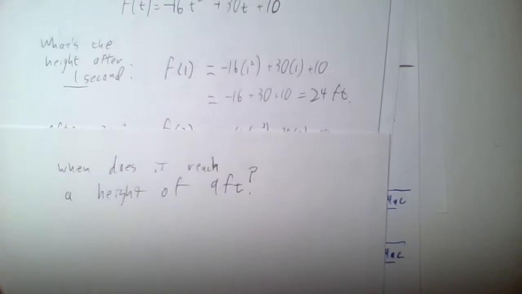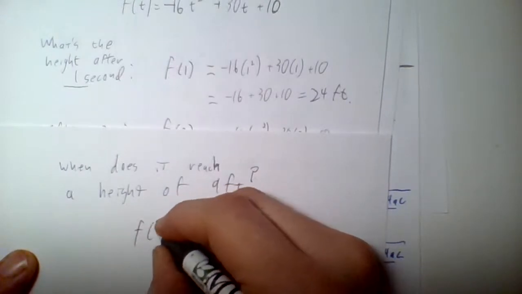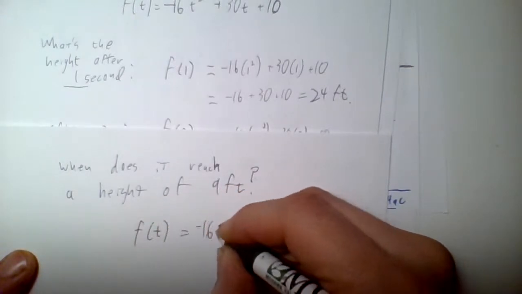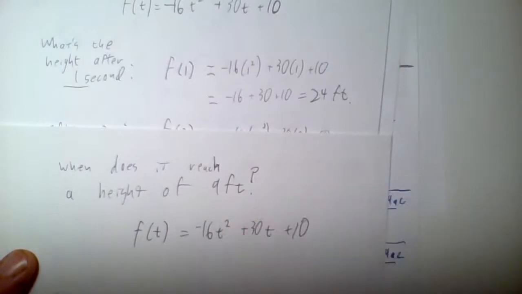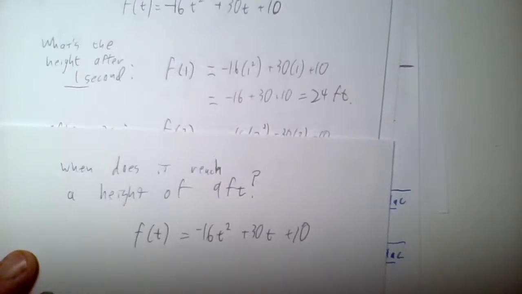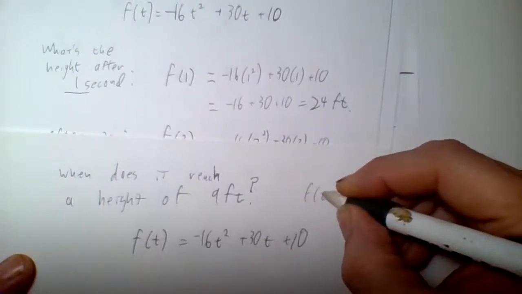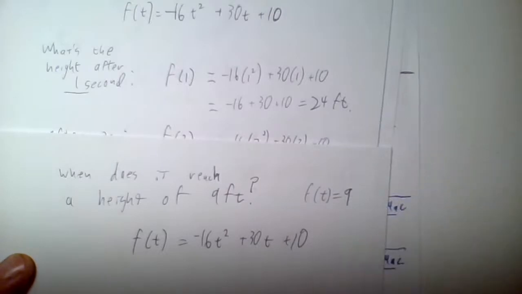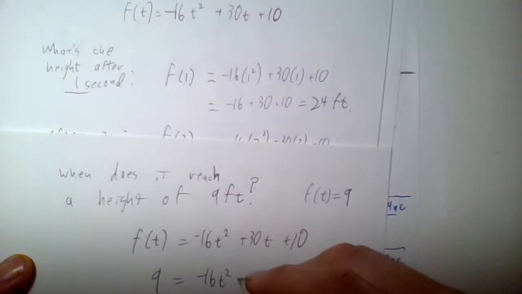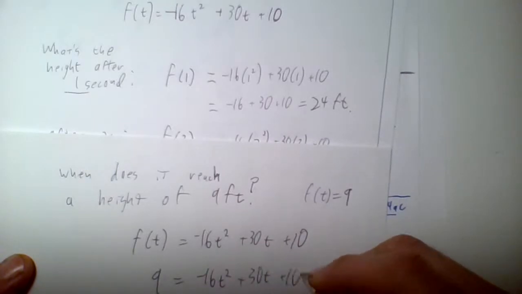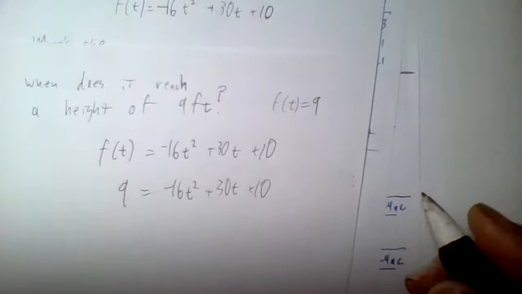So that's going to be, well, let's see what happens. When does it reach a height of 9 feet? Well, my function is still f of t equals negative 16t squared plus 30t plus 10. But I'm not looking at f of 9 here. 9 isn't a t value. I'm looking at when the height or the output is equal to 9. So height of 9 feet means f of t equals 9. The output is 9. So I'm trying to solve this equation now. I'm trying to see what t is when this whole big thing comes out to 9. It's an output question.